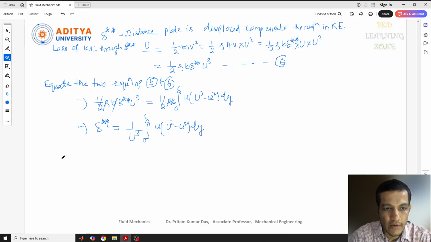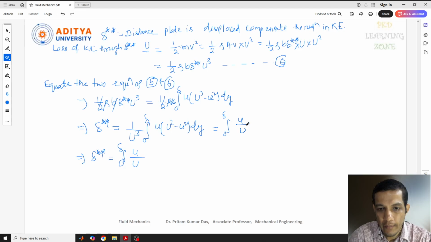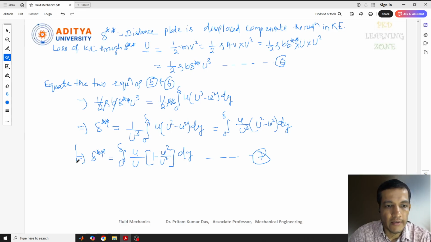Now let's take this 1 by U cube inside, so we'll get directly delta double star equals integration 0 to delta of small u by capital U, into U square minus small u square over U square dy. Okay, now what we'll get here is u by capital U into bracket 1 minus u square by capital U square, bracket close, and dy. This is our final equation. This is for the energy thickness.